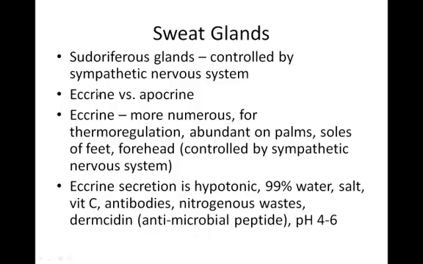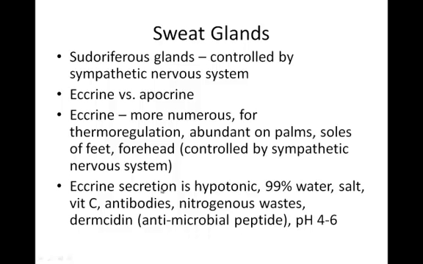There are two types of sweat glands. They're called the eccrine sweat glands or your apocrine sweat glands. The eccrine ones are the ones that are more numerous, and they're mostly all over your body. They're not going to be found on your lips or nipples, but they're very numerous. They're for thermoregulation, for heat control. They're very abundant on your palms, soles of your feet, and forehead. And again, they're controlled by the sympathetic nervous system.